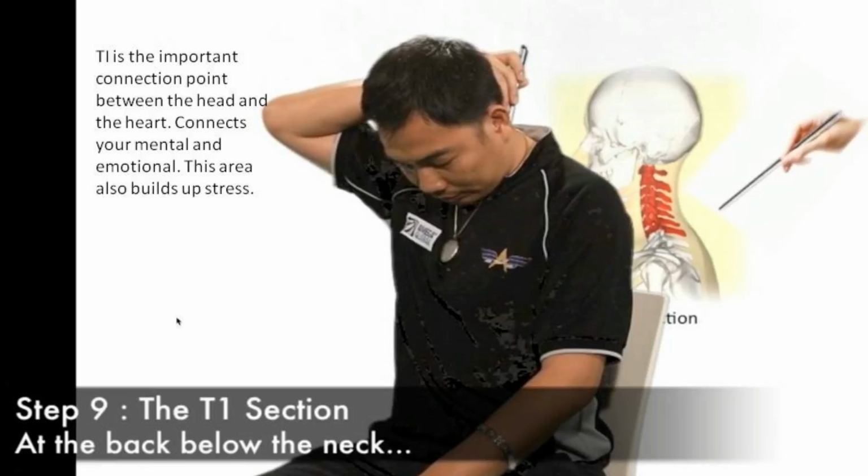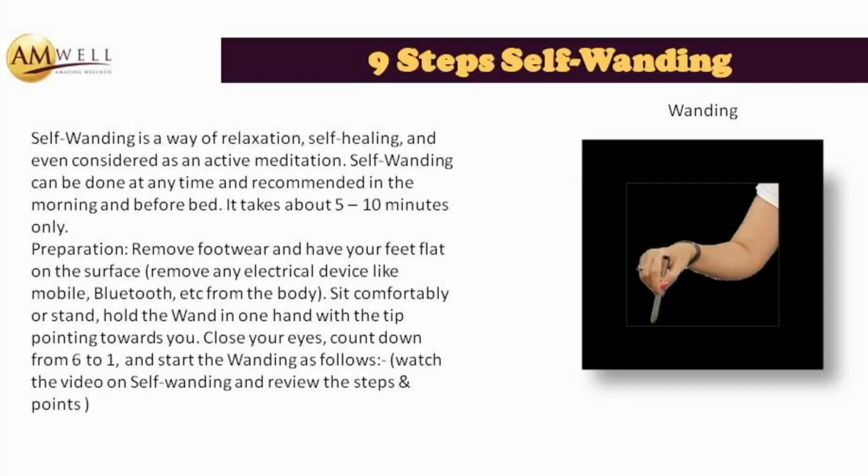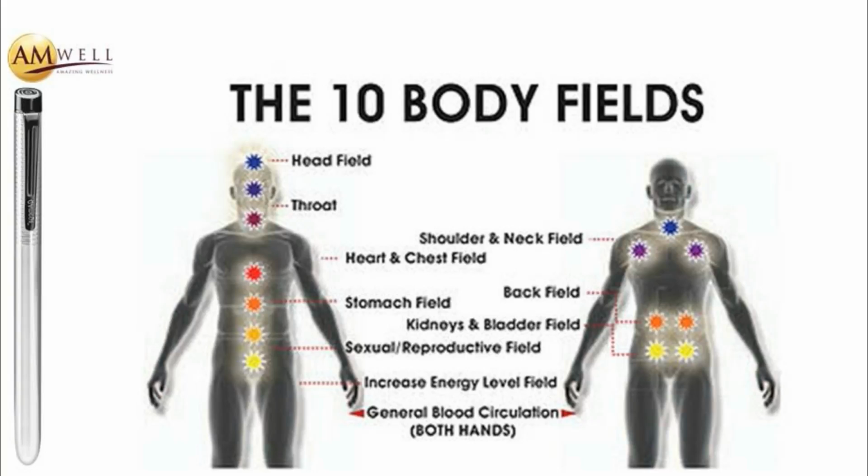So these are the 9 points in the self-wanding process, the first part of the wanding modality. My advice to you is if you can do it in the morning, and if you do it at night just before you sleep, you will have a very nice sound sleep. You can see a whole lot of improvement over a couple of days. It takes only about 5 to 10 minutes. And of course, if you love that and want to do more, you can also start wanding the 10 body fields.